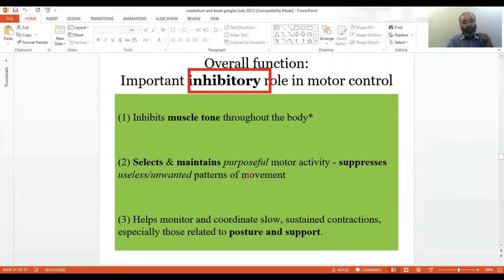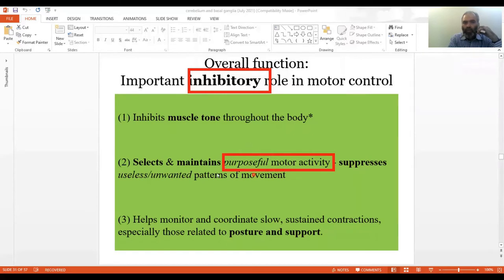Number two, selects and maintains purposeful. So the point here is purposeful. I've mentioned this in a comment while we were discussing cerebellum, that the tremor of cerebellum is an intention tremor, and some comment that I made about the movement being purposeful over there. However, here you see that both worlds come together. So the cerebellum, it selects, the word is select, keep that in mind, and maintains. We will go into details, this is just an introduction of this function. Selects and maintains purposeful motor activity.